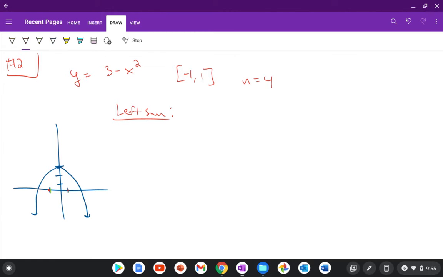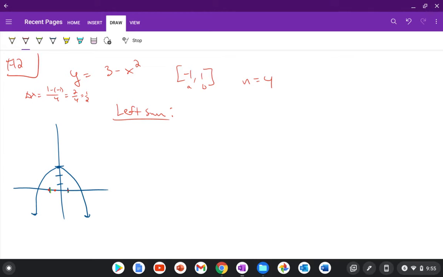And actually, let's go ahead and write delta x as well. It's a good idea to just go ahead and do delta x for all of them first. So delta x is b minus a over n. So that's going to be b here is 1, a is -1, so 1 minus -1 over 4. That is 2 over 4, which is a half. So all that tells us is that the width of each of our rectangles should be 1/2.